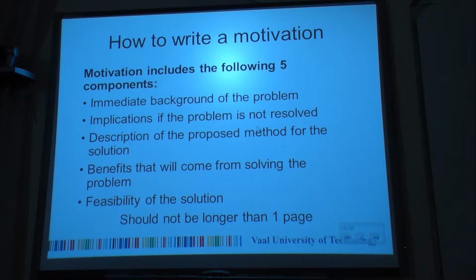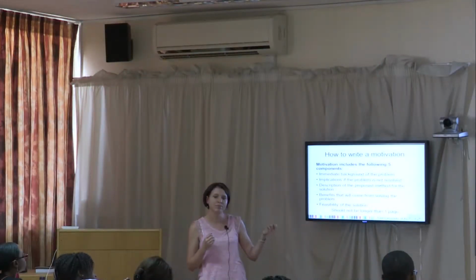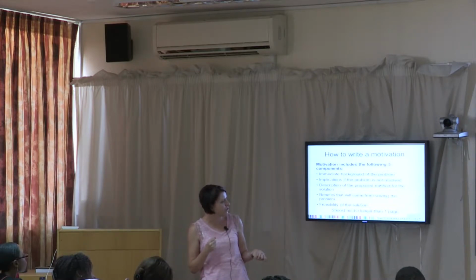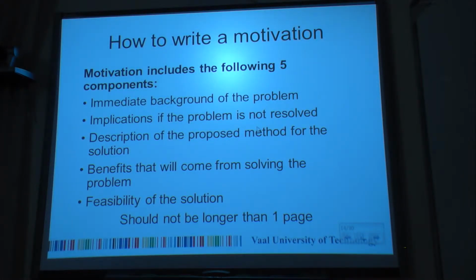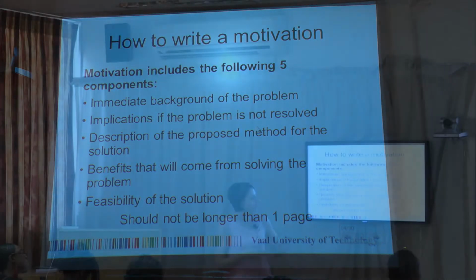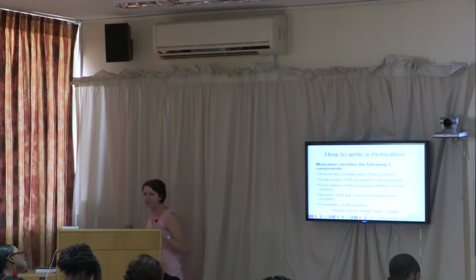You need to describe the method for the solution. Briefly, how will you solve the problem and what benefits will come from solving the problem. So if we can address the issue of customer satisfaction, we will be able to increase the demand for a specific product or service. And also the feasibility of the solution. Is this a solution that can be practically implemented by industry or by organizations so that they can actually improve their satisfaction levels or whatever your topic is about? And also this motivation, I say no longer than 1 page, but 1 paragraph is also fine. It needs to be short and strong, to the point.